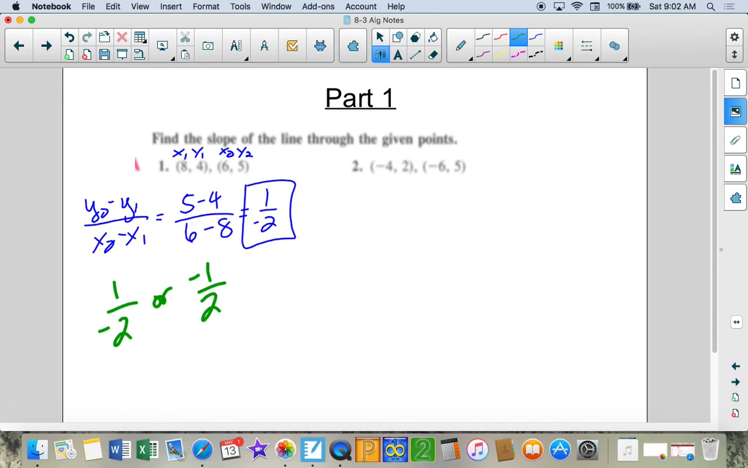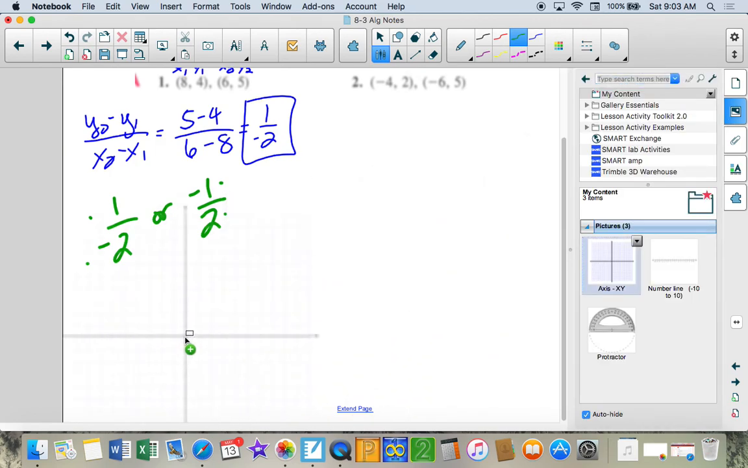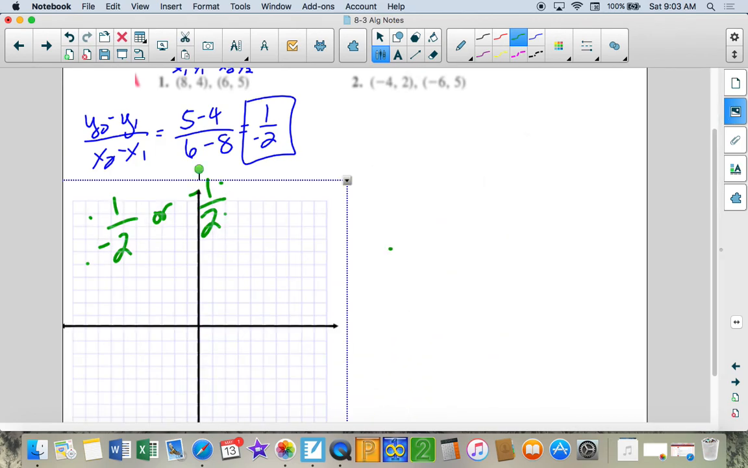So this tells me to go up 1, left 2, or I can go down 1, right 2. In the slope, if we see that on a graph, let's show it. So my point is 8, 4. All right, let's use 6, 5. Doesn't matter. 1, 2, 3, 4, 5, 6. 1, 2, 3, 4, 5. So to find the next point, I know 8, 4. So 8, 6, 7, 8. 1, 2, 3. 1, 2, 3, 4. So I know that's my line.